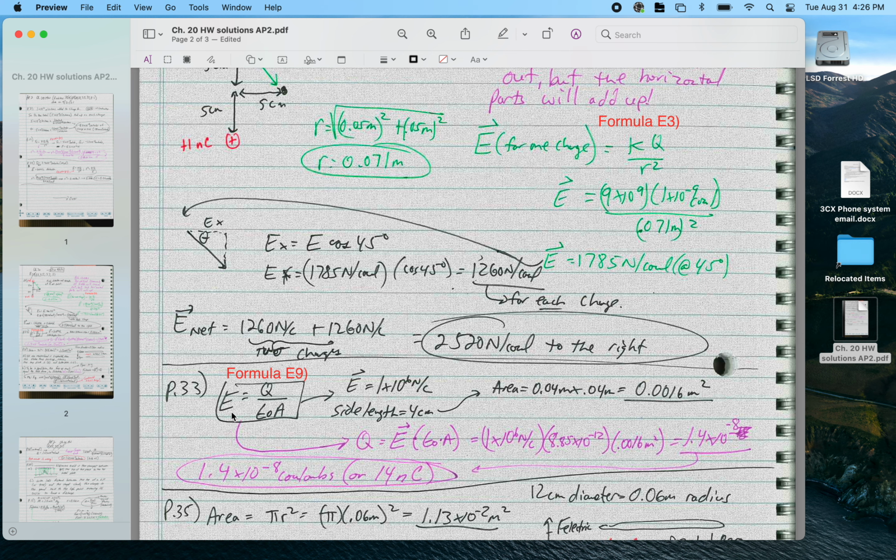So we've got the electric field. We're trying to find the charge on one plate. This E sub 0 is vacuum permittivity. That is 8.85 times 10 to the negative 12. That is on your formula sheet also.